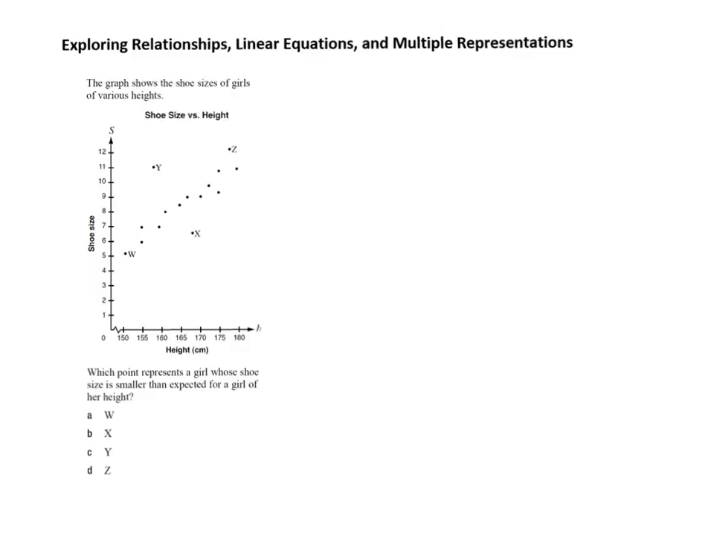So in this section of the video, I'm going to look at chapters 3, 5, and 6 all together, exploring relationships, linear equations, and multiple representations. So a kind of question you could get involving a scatter plot would be like the one you see here on the left. The graph shows the shoe size of girls of various heights. Which point represents a girl whose shoe size is smaller than expected for a girl of her height?